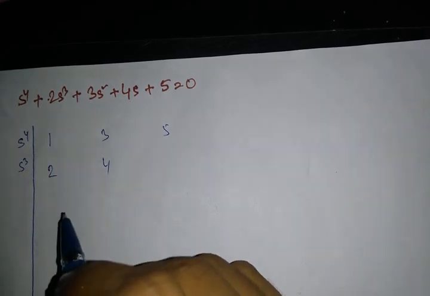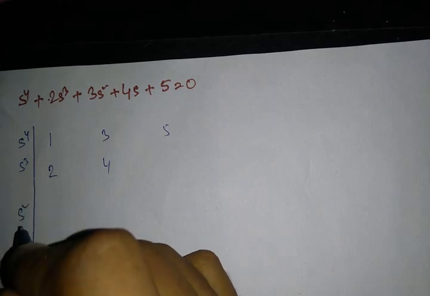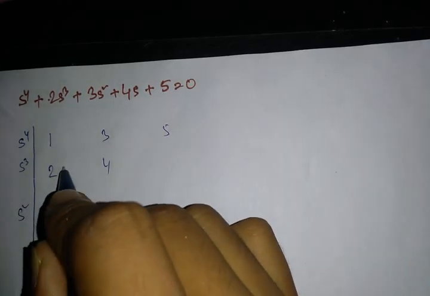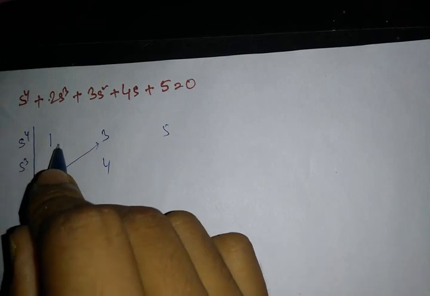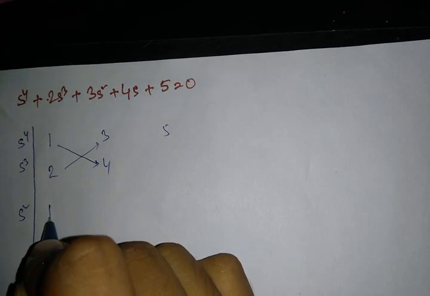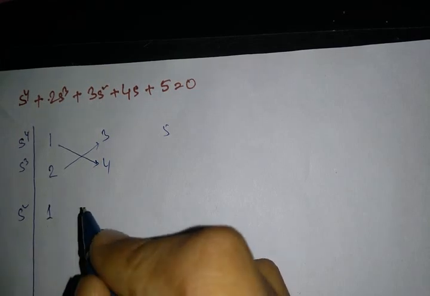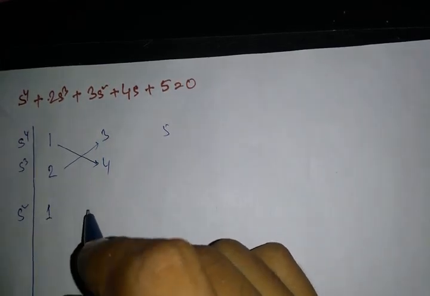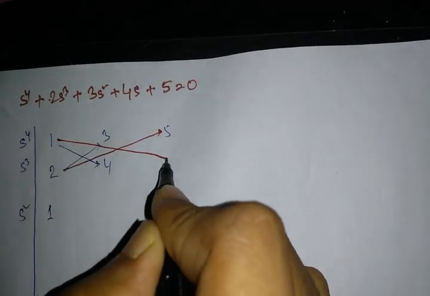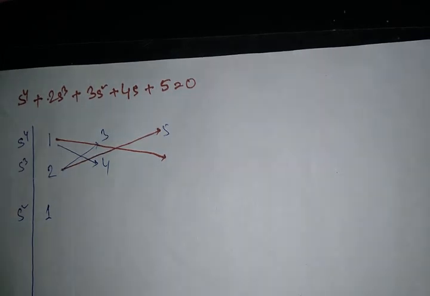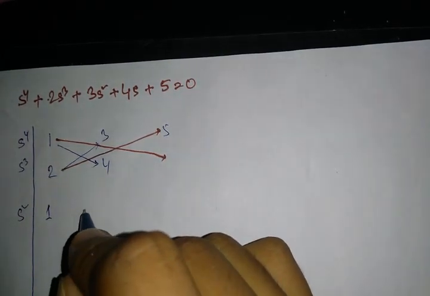Now I will construct the next row from these two rows. So it will be s square. Here 2 into 3 minus 1 into 4 divided by 2 will give me 1. I got the answer. So now the next coefficient will be 2 into 5 minus 1 into the missing term. Missing term means 0. So 2 into 5 divided by 2 will give me 5.